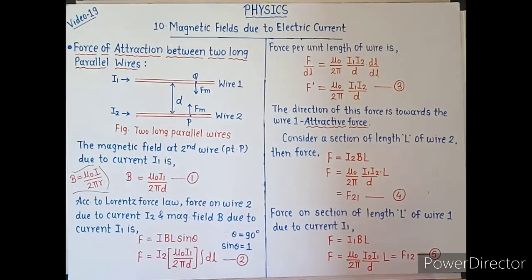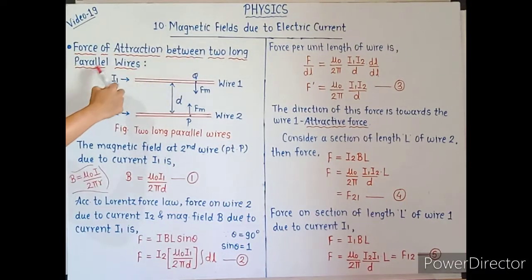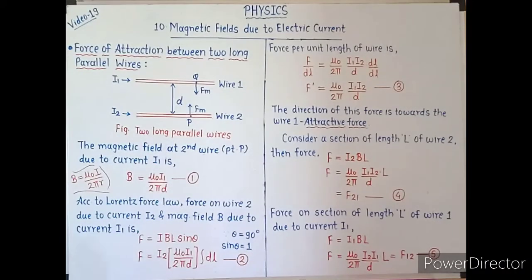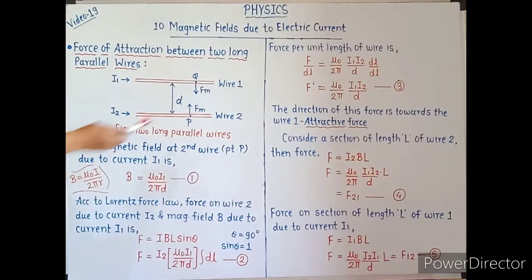We know that when a current carrying wire or conductor is placed in an external magnetic field, it experiences a magnetic force. So, in this video, we are going to calculate the force of attraction between two long parallel wires. Consider two long parallel wires separated by a distance small d. This is wire 1 and this is wire 2. Now I1 is the current flowing through wire 1 and I2 is the current flowing through wire 2.